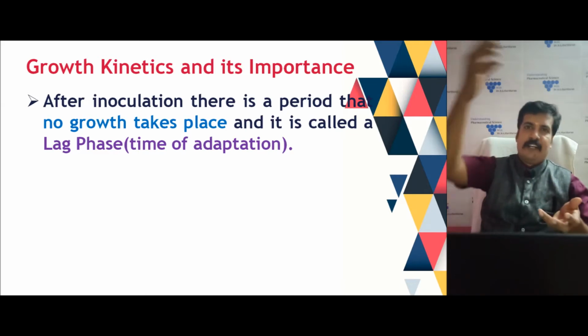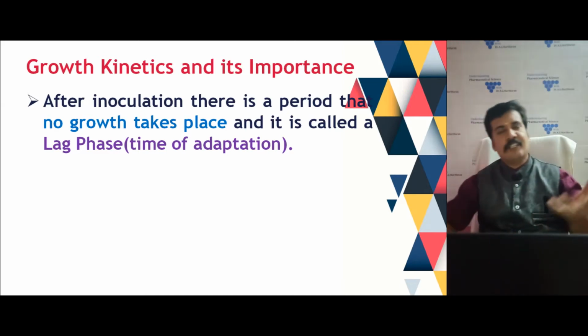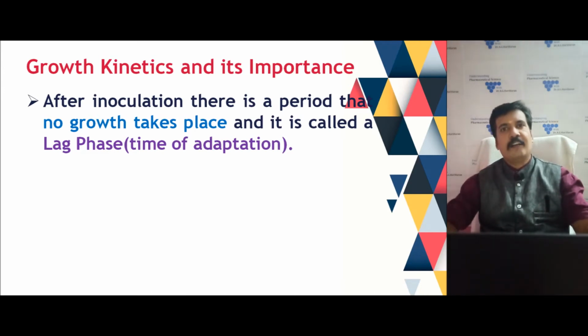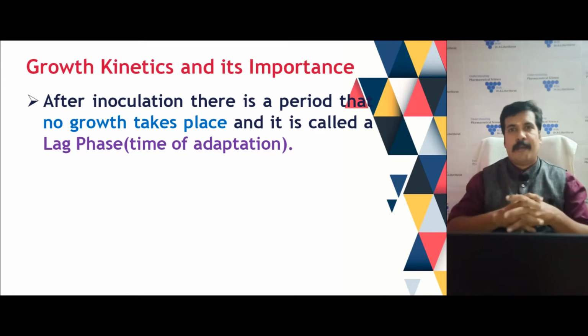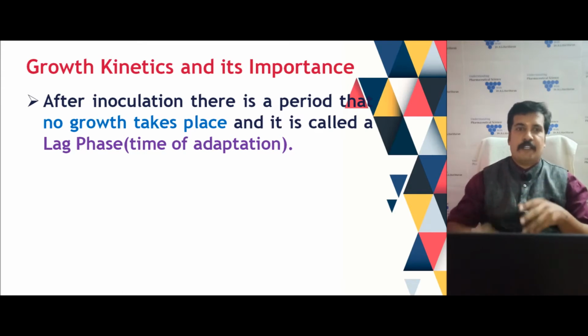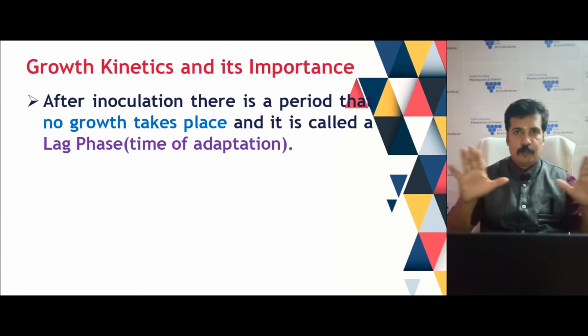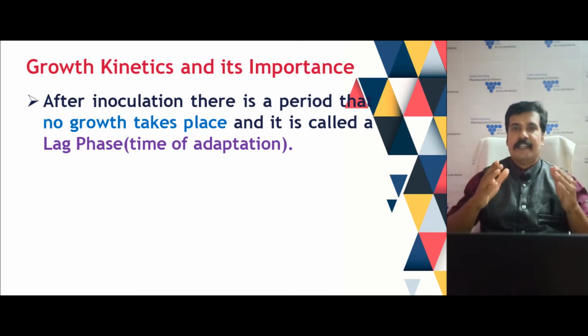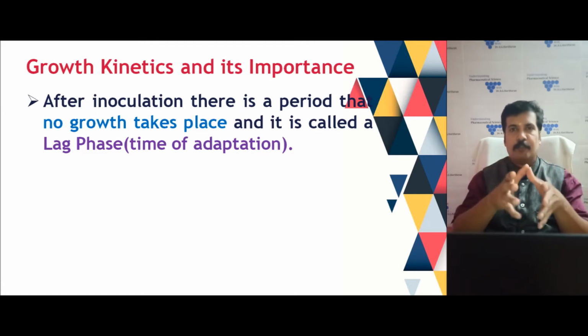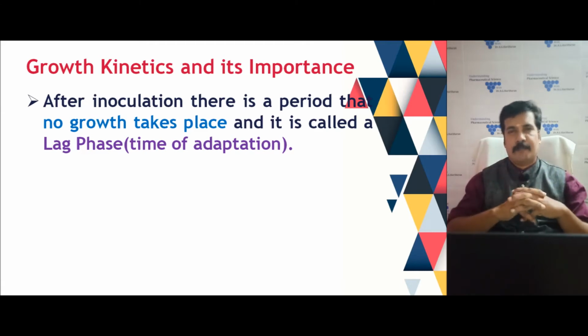When it is added to a fresh production media which has a different set of cultural conditions, what happens? It needs certain time to adapt. So this time we call the lag phase. In the lag phase, what happens? There is no growth. What the microbial cell actually does is adapt itself for growing. That means it produces necessary enzymes or metabolic machineries so that it can consume that particular substrate.